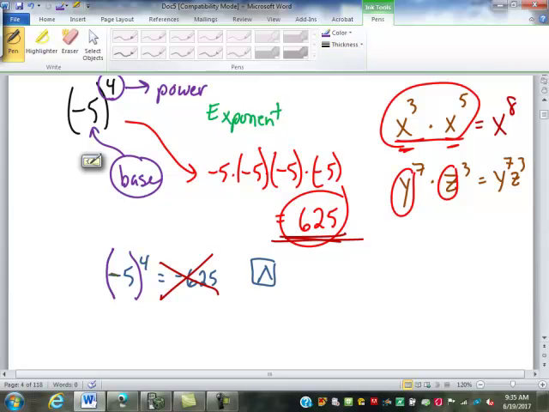If you think about it up here, -5 times -5 is a positive 25. 25 times a -5 would be a -125. And then a negative times a negative is going to be positive. 125 times 5 is 625.